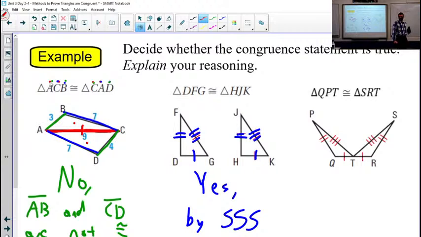And last one, I also have my three pairs of sides lining up in the same way. Here's one pair of tick marks, here's two pair of tick marks, here's three pair of tick marks. So I've got side, side, side again. But the answer here is no. The congruence statement is not true. So I want to give you a minute and see if you can pick out what's wrong. The problem is here.